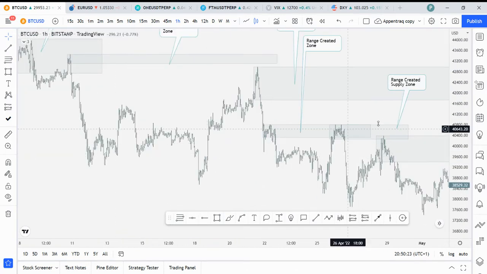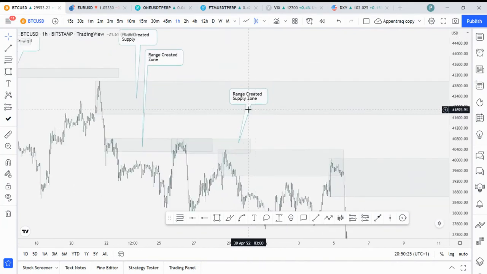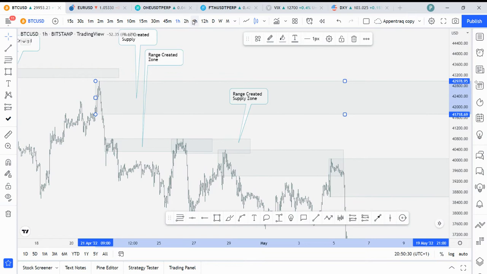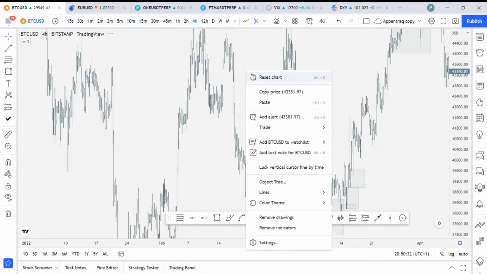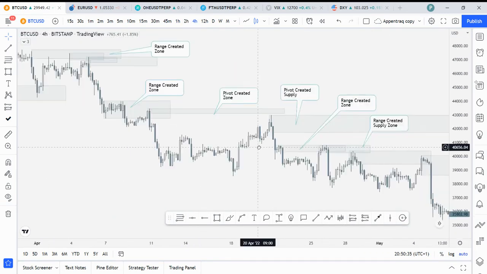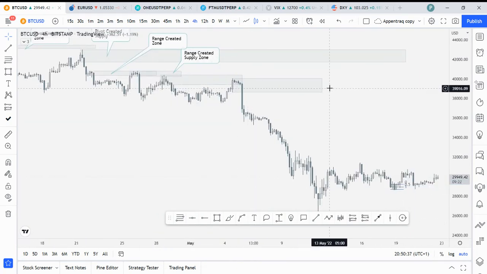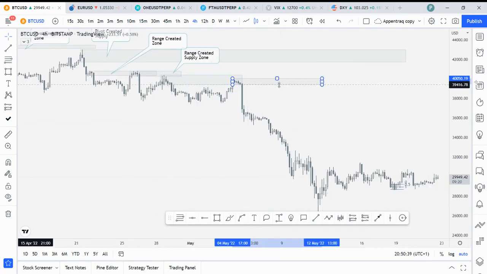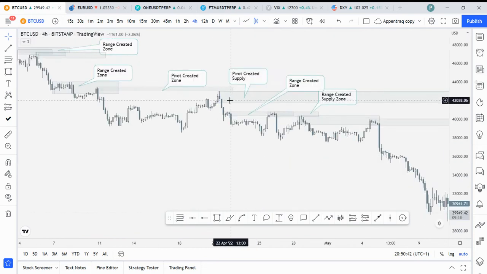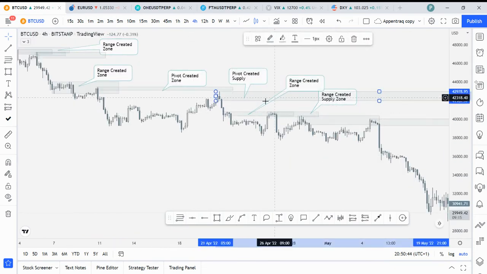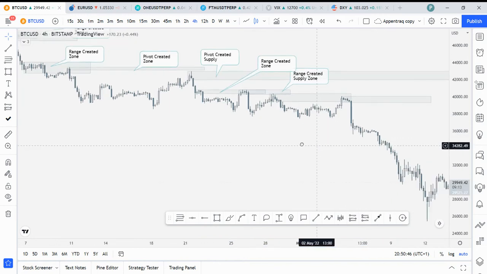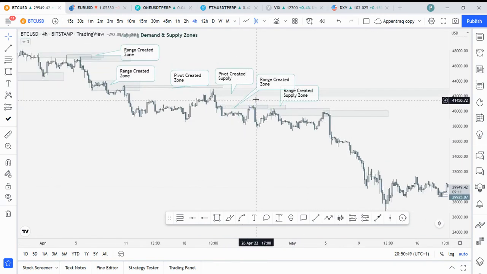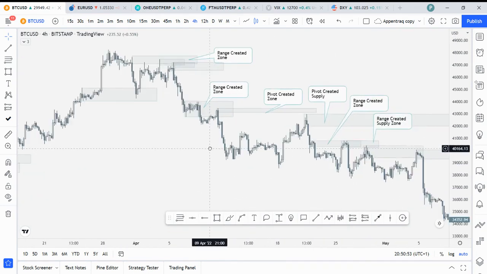For example, this is a good example of an unmitigated zone. If we go to the 4-hour time frame, you see that this zone is yet to be mitigated. This zone hasn't been mitigated, and this zone right here hasn't been mitigated. So this is an unmitigated zone, this is an unmitigated zone. Every other zone here has been mitigated, this has been mitigated, this zone has been mitigated.